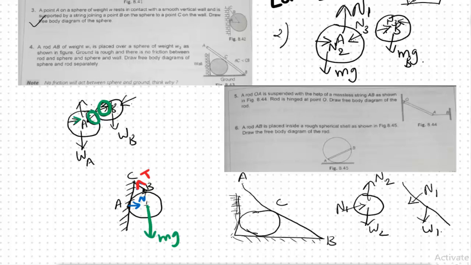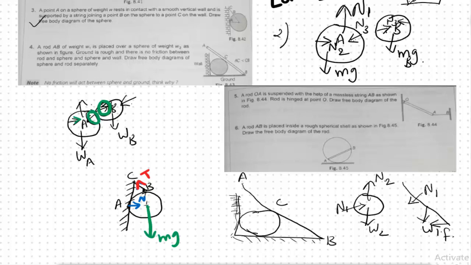Next, we need to consider whether we should consider friction. No friction between the rod and the sphere. Sphere and rod, no friction. Sphere and wall also no friction. But between the rod and the ground, friction will be there, right? So that friction we need to mark over here. Rod and ground friction will be there.